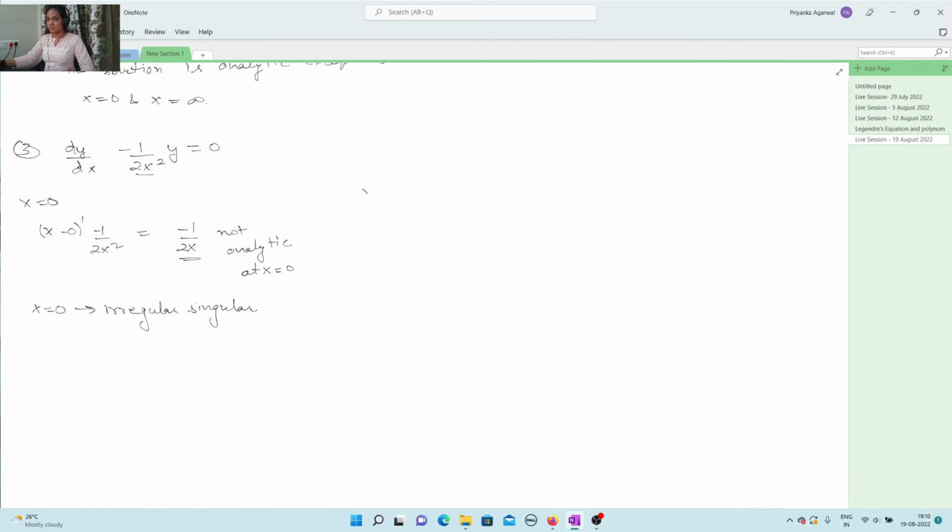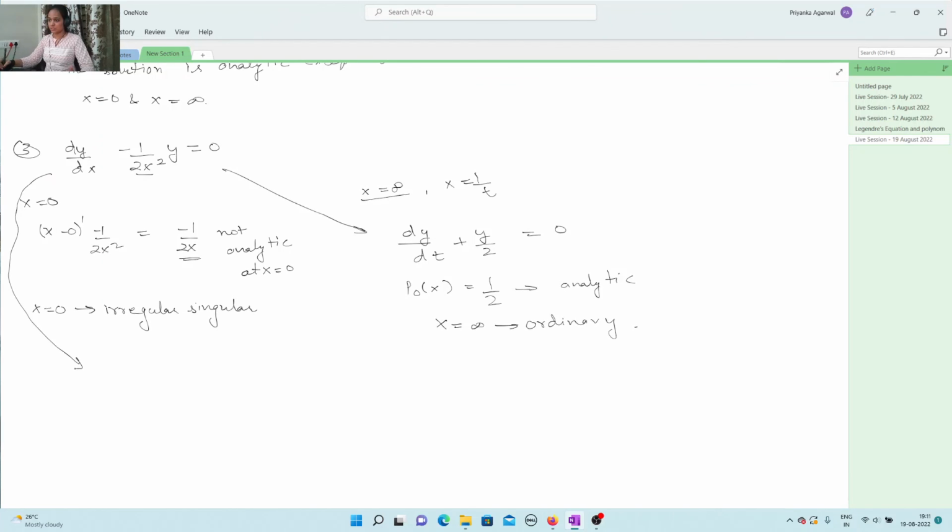And x equals to infinity, we classify, that will be x equals to 1 by t, and this differential equation will become dy by dt plus y by 2 equals to 0. So if you see this function p0, it's 1 by 2 and this is analytic. So this x equals to infinity is ordinary, and that should be reflected in the solution of this equation as well.